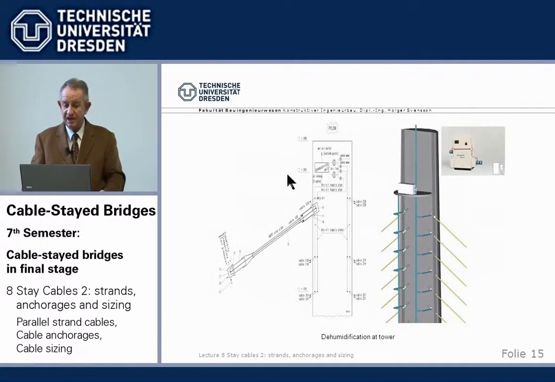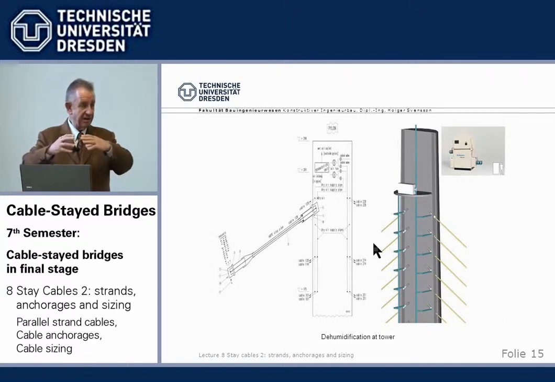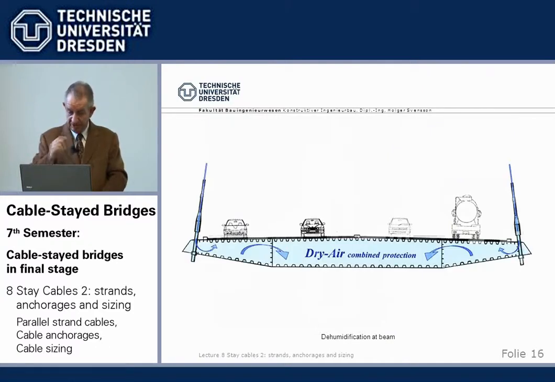They have a dry air unit at the tower, and they have then the PE pipes around the strands, which are not grouted or so. It's free, it's air in. So they can circulate the air there. And now take it one step further, which I think is really interesting. It's not yet done, but I think it's a good idea.